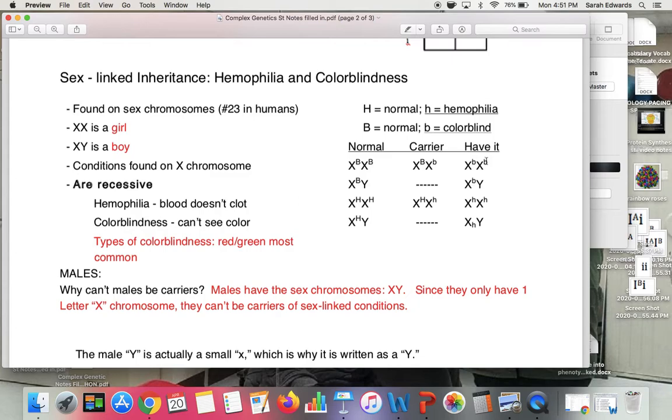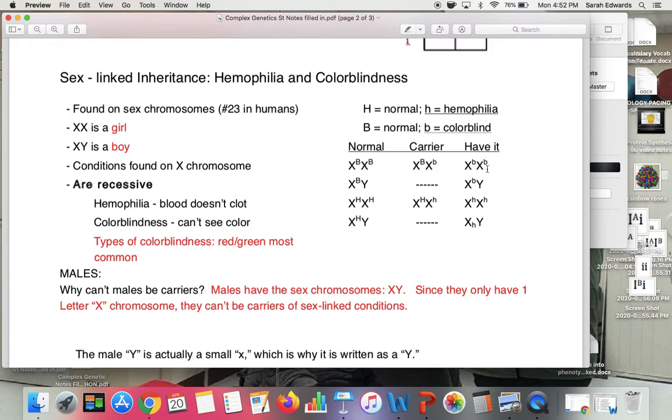Over here, the X, the little b, is the recessive. That means you are colorblind. So X little b is a colorblind female. This is a colorblind female. So the X big B allele means you are a normal male. The X little b allele means you are a colorblind person.